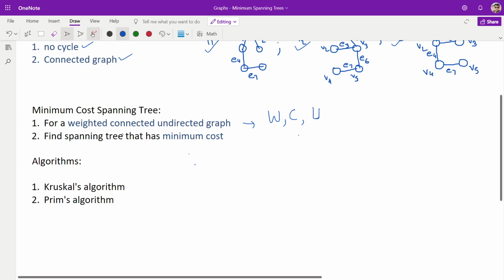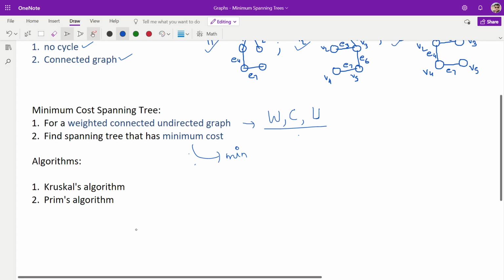With this setting, what is the problem of minimum cost spanning tree? Given this graph with these properties, we are supposed to find a spanning tree with minimum cost. We already know that corresponding to a graph, different spanning trees are possible. Out of those possible spanning trees, we are looking for the spanning tree which has minimum cost. That spanning tree will be called the minimum cost spanning tree.